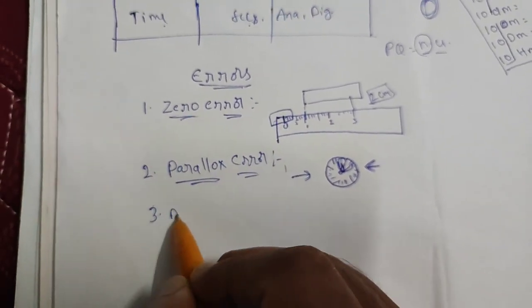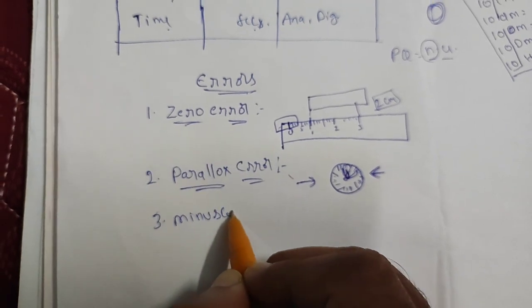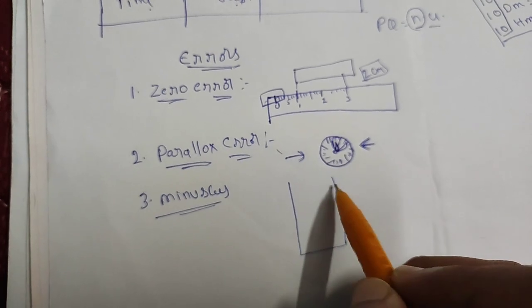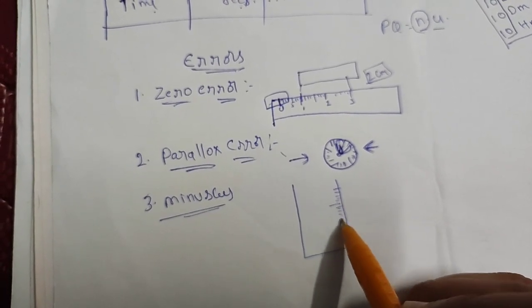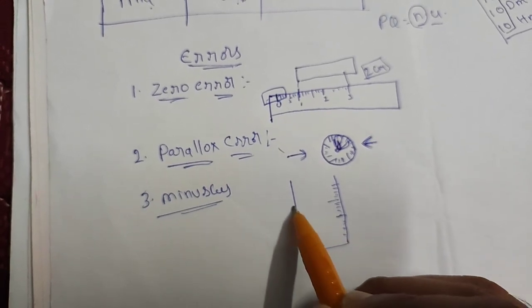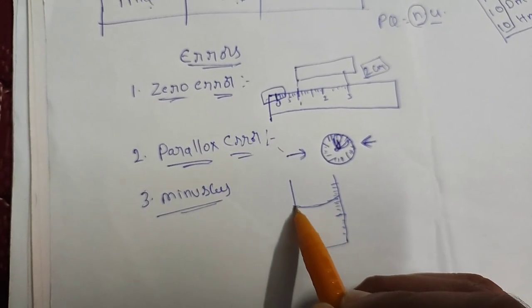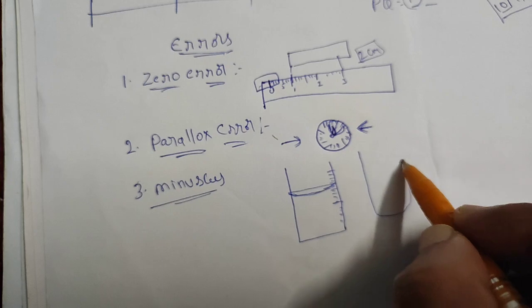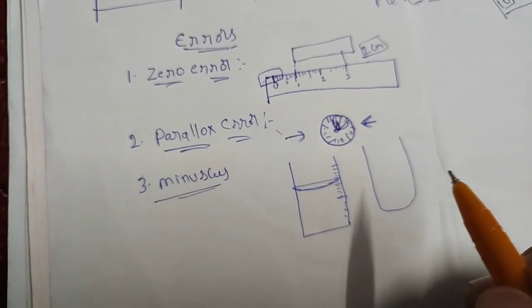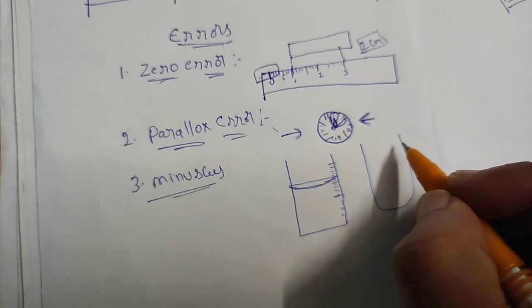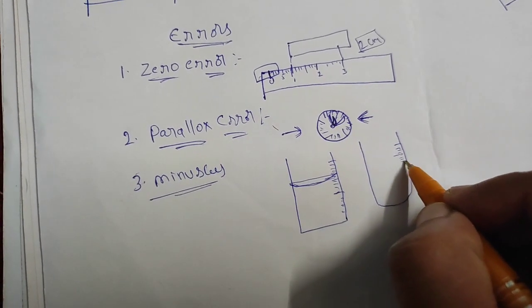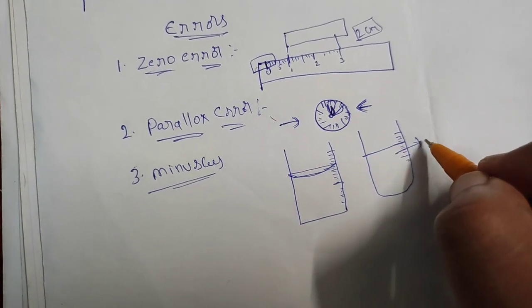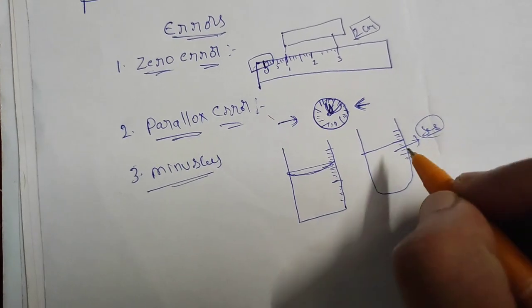Next, meniscus. Meniscus means there is a beaker, suppose. A round beaker is there and it contains water. What we usually see, the beaker is rounded. Actually the beaker is round shaped, and the indications are like this. This is the water level, what we consider, what we assume, what we see actually.